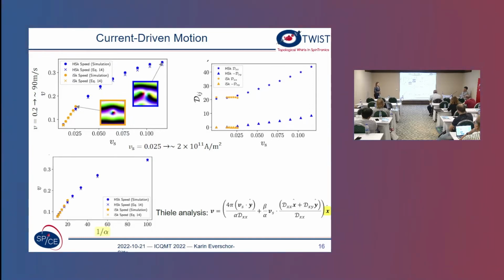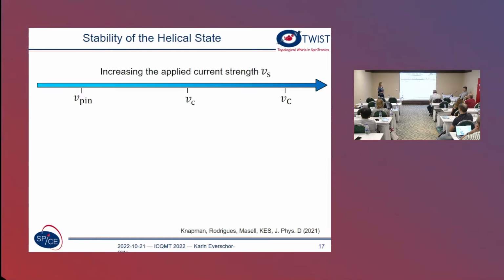The other thing that we see, which is really cool, is that we can tune the speed not only by applying the current differently, but by looking at a material that has a low damping. So the damping here goes in as 1 over alpha. If we have a low damping material, then we can nicely increase the speeds.